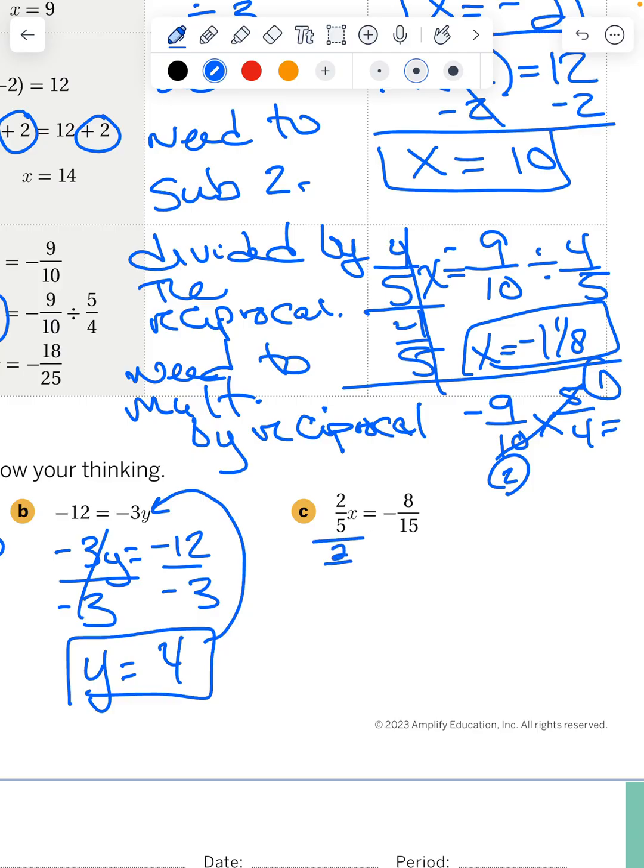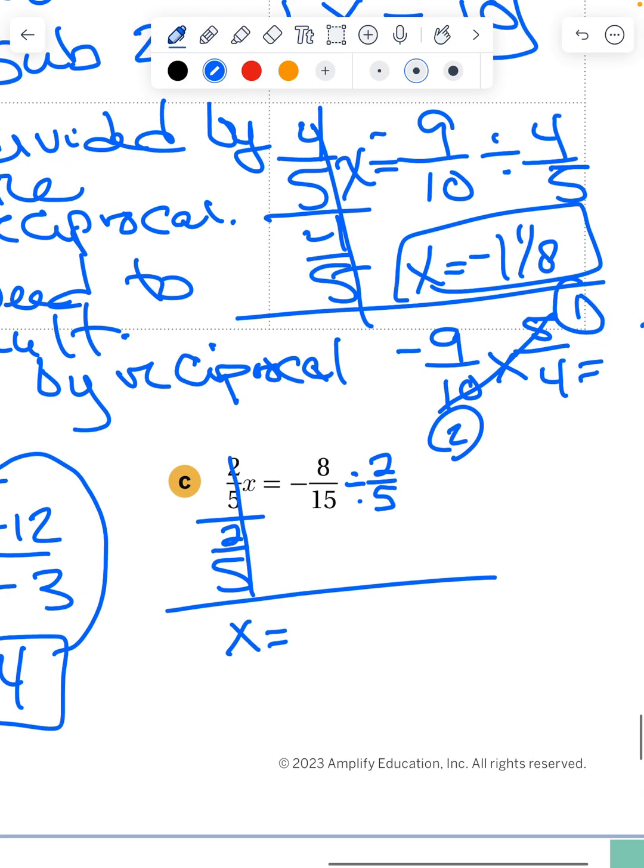2/5 times something is 8/15. So I'm going to do the inverse and divide both sides by 2/5 to get that x by itself. 2/5 divided by 2/5 is 1x. We don't divide fractions. We got to multiply by the reciprocal. So I have 8/15 times 5/2. I've got a positive divided by a negative, so my answer is going to be negative.